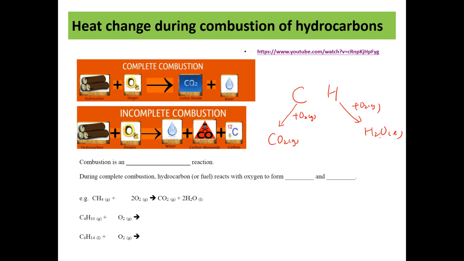Now, if there's not enough oxygen supply, what will happen? If oxygen is not enough, then less oxygen will be contained in each carbon. In other words, instead of carbon dioxide, carbon monoxide may be formed, or maybe carbon itself will be formed if there is not enough oxygen. That's why in the picture you can see for incomplete combustion, carbon monoxide and carbon will be formed. Now let's watch a video to learn more about the combustion of hydrocarbons.